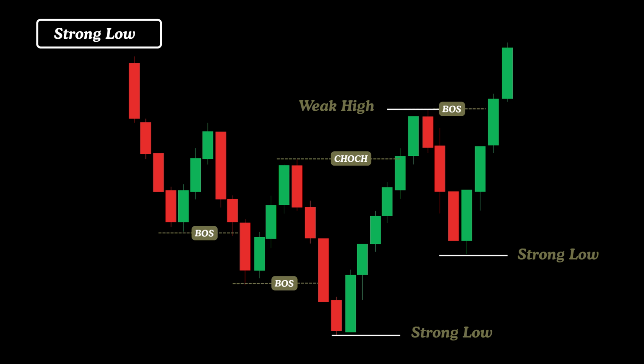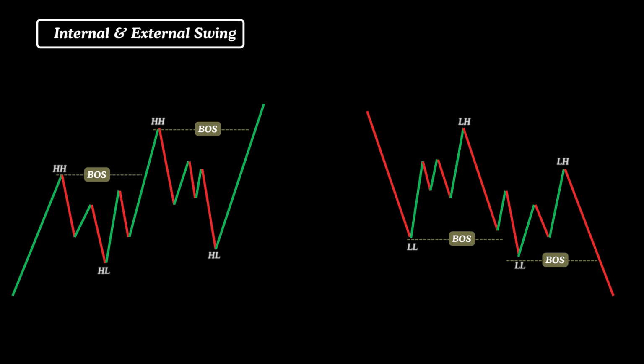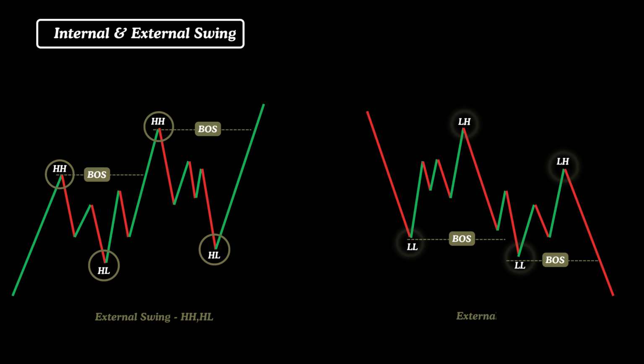Now, let's move on to understanding internal and external swings. When price pulls back after a breakout or strong move upward, two types of swings form in the market: external swings and internal swings. Let's start with external swings. External swings define the major structure of the market. For example, higher highs and higher lows during an uptrend, or lower lows and lower highs during a downtrend. These swings form the core framework of market structure, and major moves such as rallies and declines are identified through them.